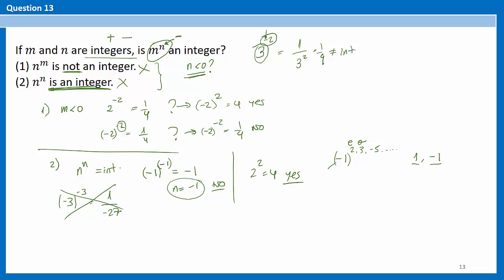Okay. So since negative 1 is eliminated from my answer choices, the other answers for n are positive, and they all answer yes. Okay, so statement 1 and 2 alone together are sufficient. That would be letter C.